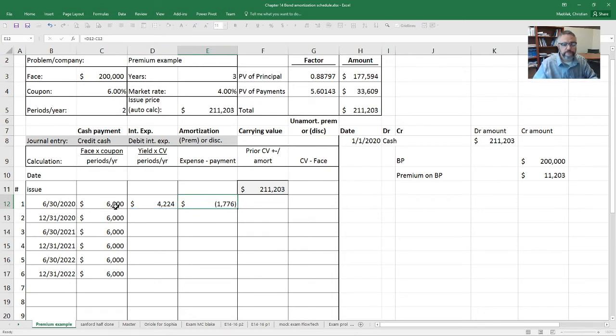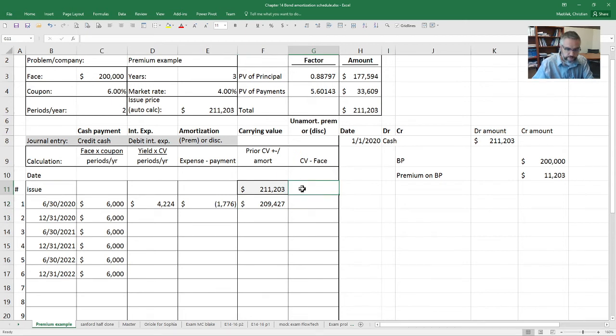And the difference between those two is an amortization amount of 1776. Now again, my spreadsheet is set up to automatically get the pluses and minuses and the positives and negatives correct. But don't worry about positives and negatives. We want to think debits and credits. All right. And so once we have each row set up, we can just click and drag.